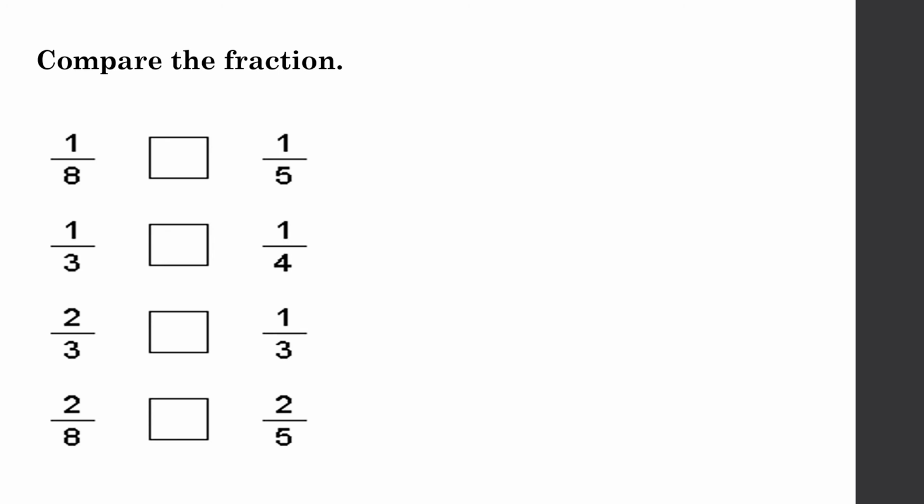So 5 into 1. What is the answer? 5. 5 ones are 5. Now the denominator of the first fraction, that is 8, will get multiplied with the numerator of the second fraction, that is 8 into 1. So 8 into 1 is 8. Now you can compare which is greater, 5 or 8. 8 is greater. So that means 1/5 is greater than 1/8.